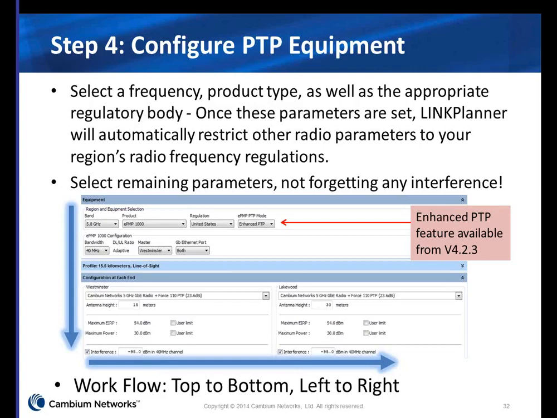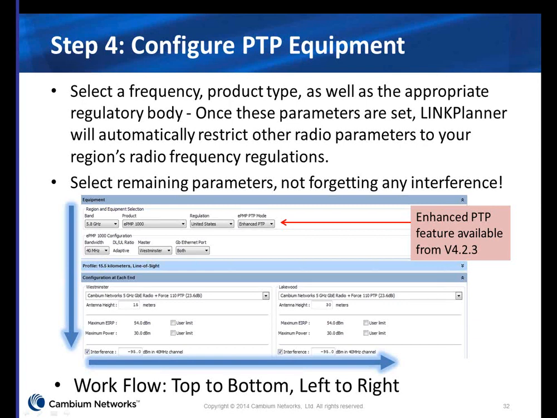And now, as we've just been talking about, we have two different PTP modes. So for this example, we're going to show the enhanced PTP. You won't see this in the version of Link Planner if you download it today. That will be available in a version that will come out next week when we launch the enhanced PTP functionality. We can then also set the bandwidths and the gigabit Ethernet port.